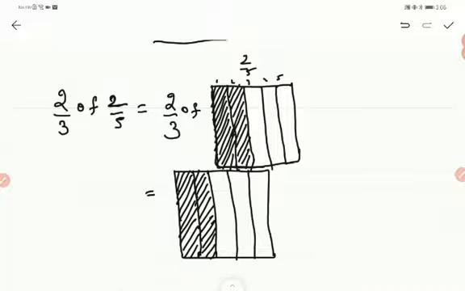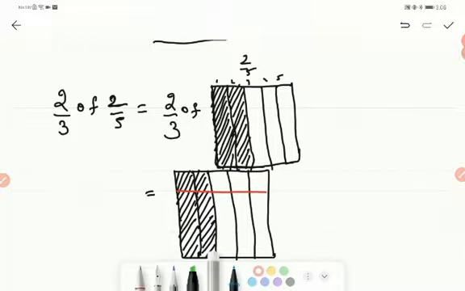So what does 2 by 3 mean? This is divided into 3 parts now. It should be equal parts. Okay.